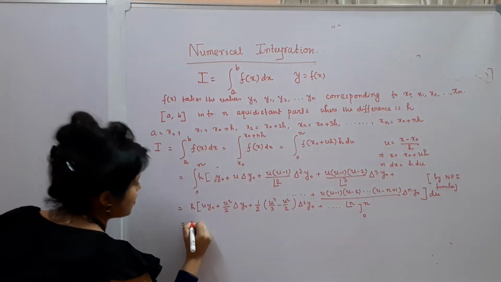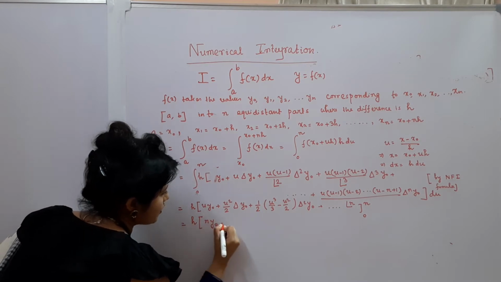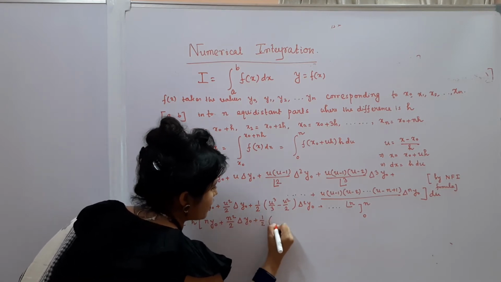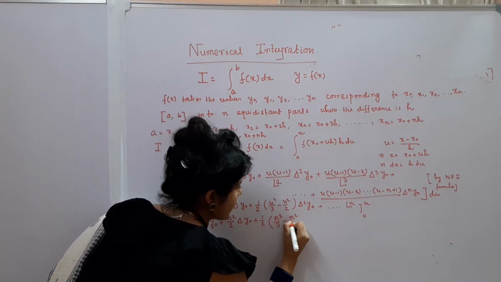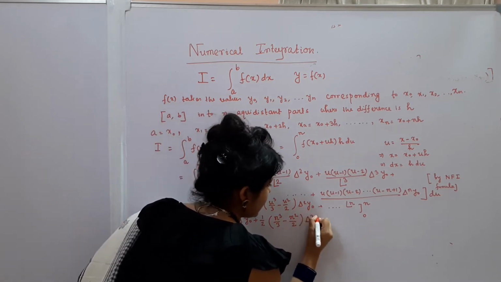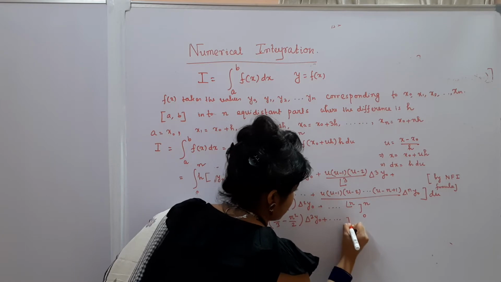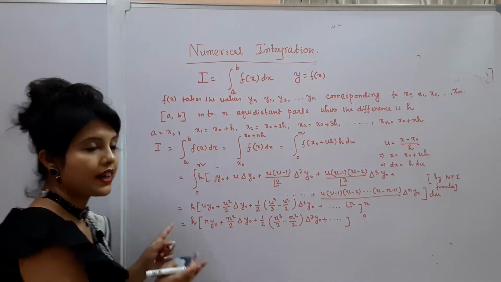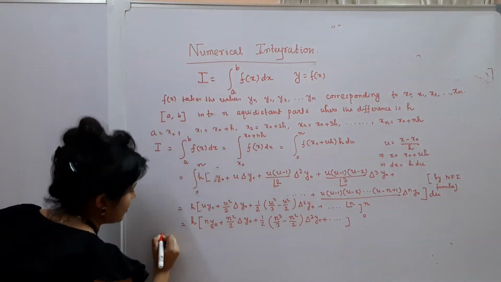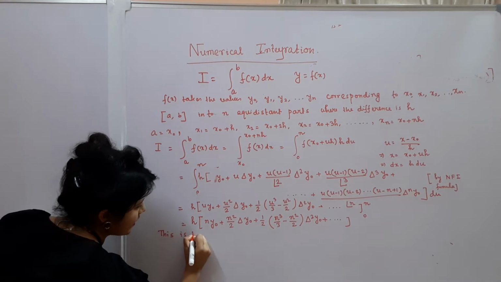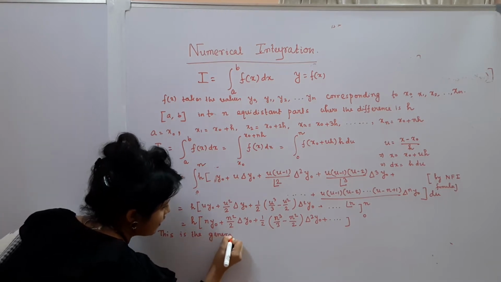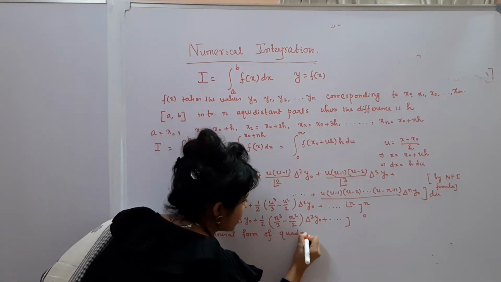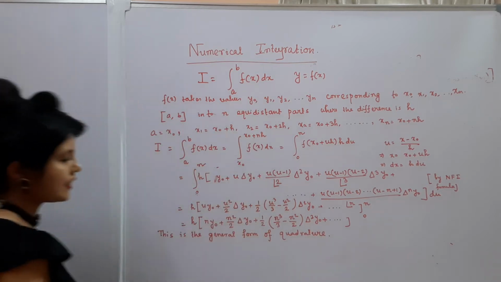Within that, we get ny0 plus n square by 2 delta y0 plus half into (n cube by 3 plus n square by 2) delta square y0 plus and so on. So this is the value of this integration. This is the general form of quadrature.